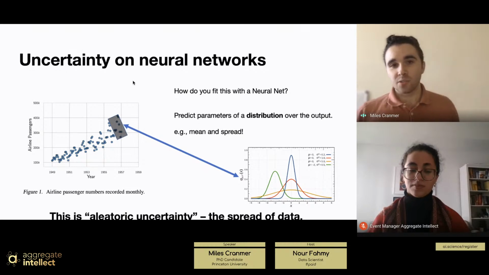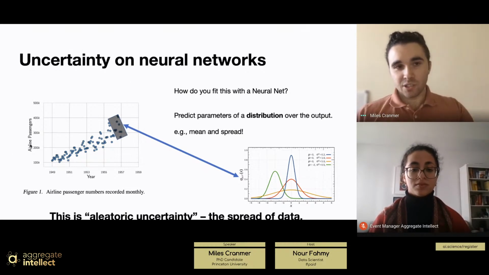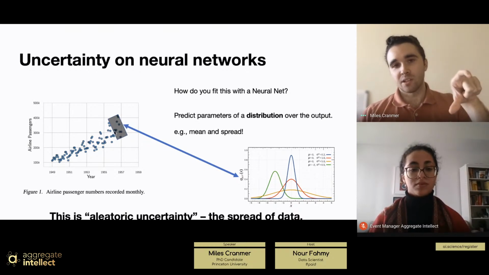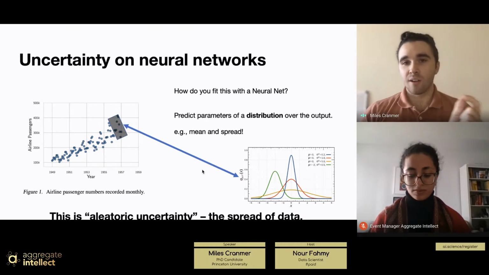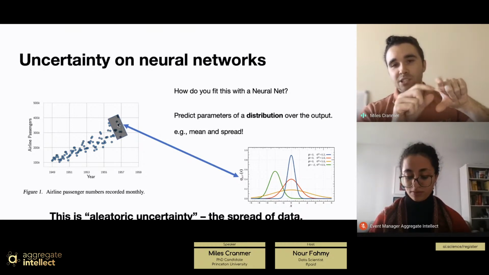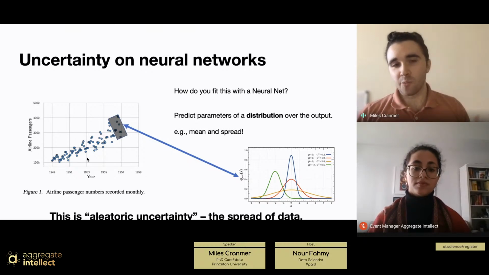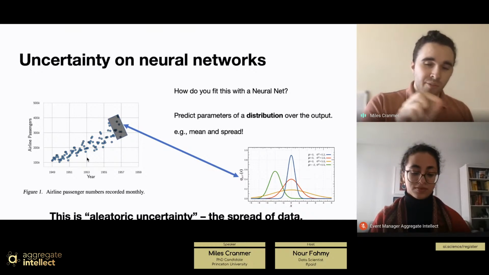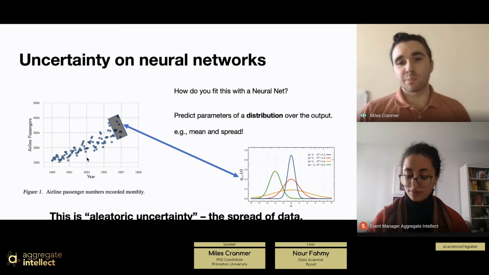To do this, what you usually do is you don't predict the airline passengers, you predict a distribution over the number of airline passengers. So you actually predict the mean and the spread of the output. In this example, you could predict the mean airline passengers and then the spread in the airline passengers. This is a common way of modeling uncertainty with neural networks. This specific type of uncertainty is called aleatoric uncertainty. This is the natural intrinsic spread of data.